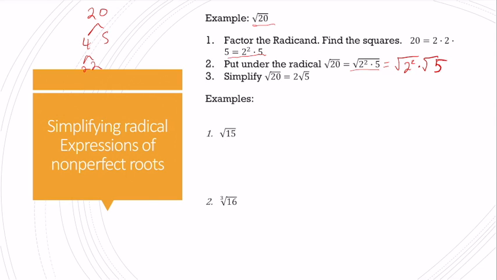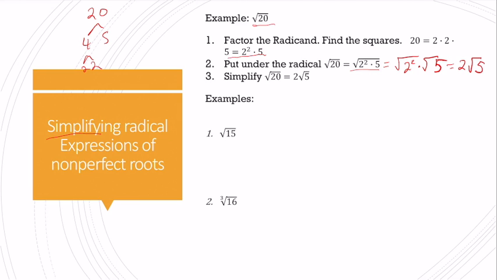We're going to talk more about the product property, so multiplying radicals, in the next couple slides. But first I want to focus on simplifying. So if I have the square root of 2 squared, it's important to remember that square roots cancel squares. So that would leave me with 2 times the square root of 5.